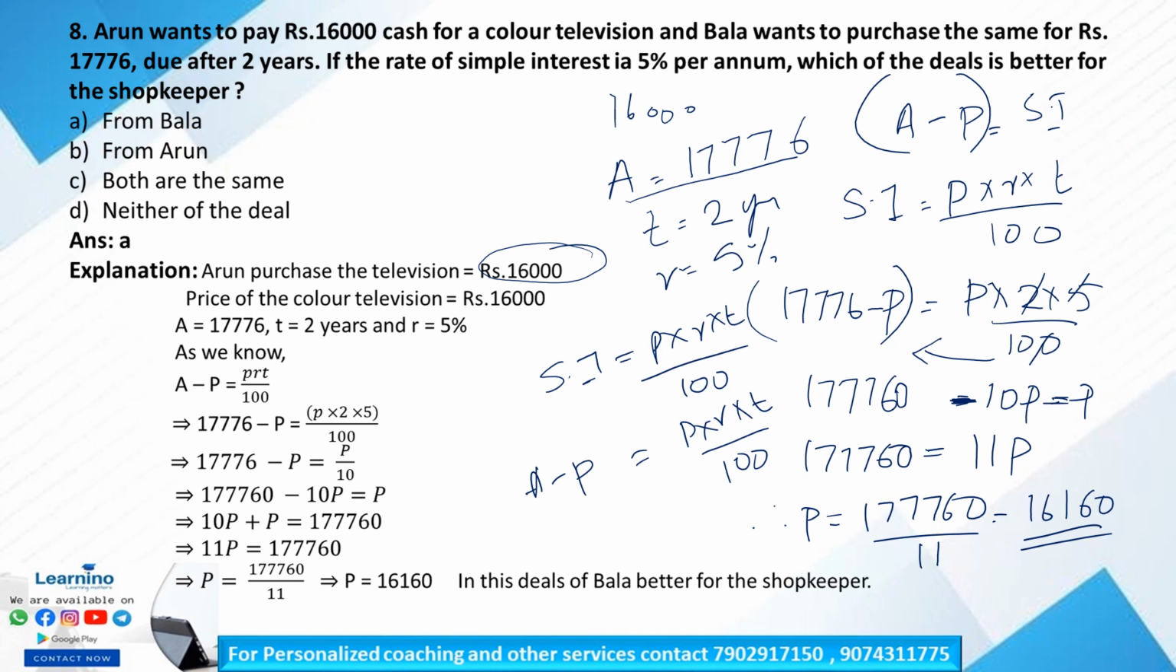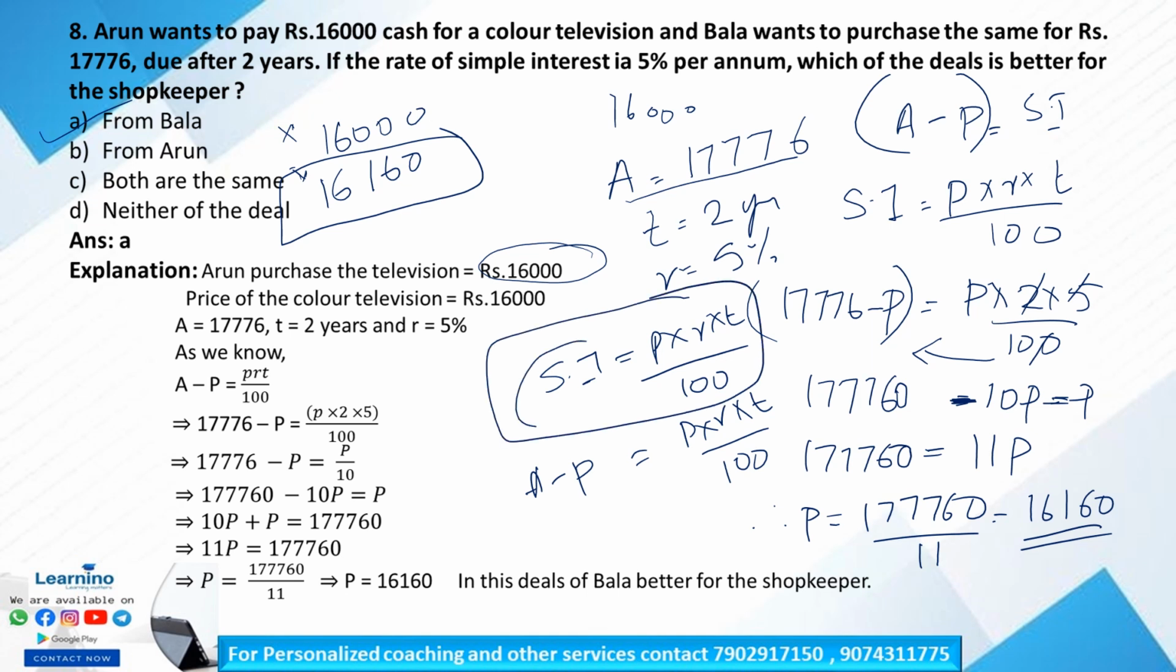Is it clear? So Arun purchased the television for 16,000 and Bala purchased for 16,160 after 2 years. So which deal is better for the shopkeeper? The principal amount 16,160 is greater than 16,000. So for the shopkeeper, Bala's purchase is profitable, right? So our answer is option A, Bala. For this we just have to know the equation for simple interest. And what is simple interest? It is amount minus principal amount, that is equal to principal amount into rate of interest into time divided by 100. Is that clear? So next question, question number 9.